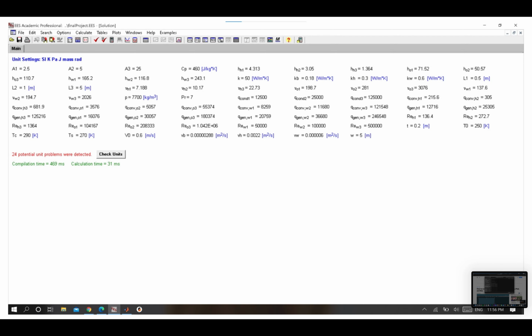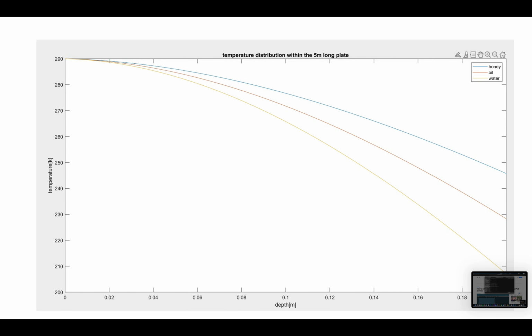And this is the temperature distribution within the 5-meter long plate. When I ran the simulation on the 0.1 meter and the 1 meter, they yielded pretty much the same trend, so I just have this one here for the presentation.